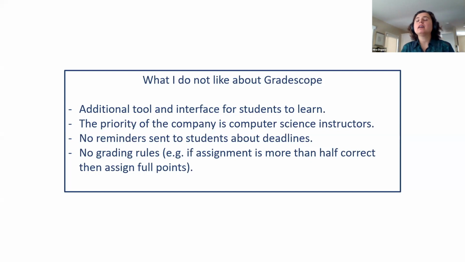And there are no reminders sent out to students about deadlines. So I have to do it manually from the Canvas page. And then there are no grading rules. I think many grading tools are lacking this. I cannot say rules like, if students got above this, do this sort of thing. So that still becomes manual work for me to do. And I really like doing this: if you got half correct, you'll get full points, for more formative assessment types.